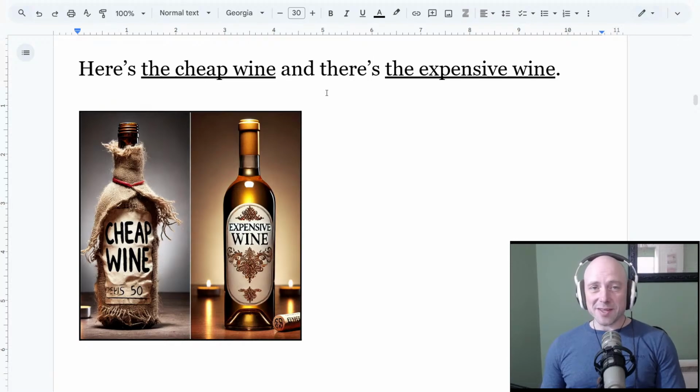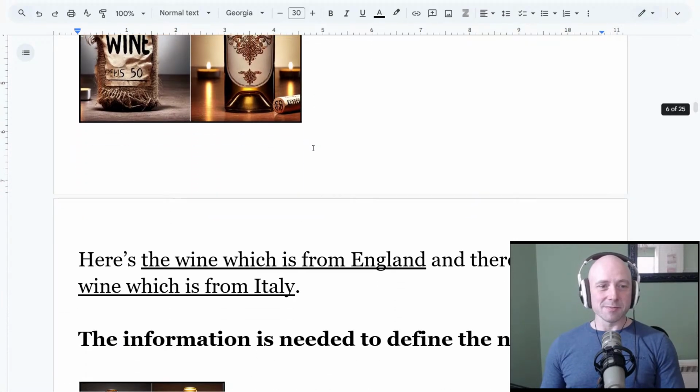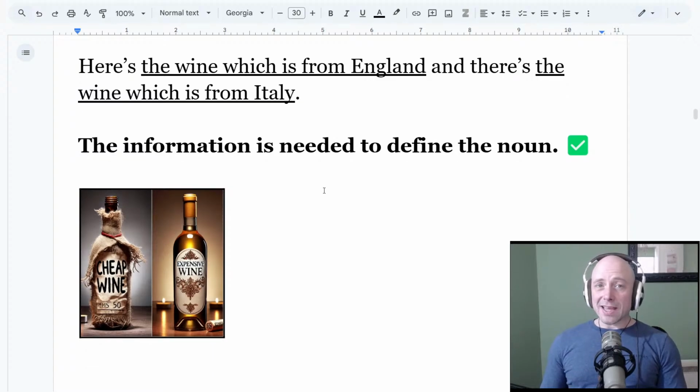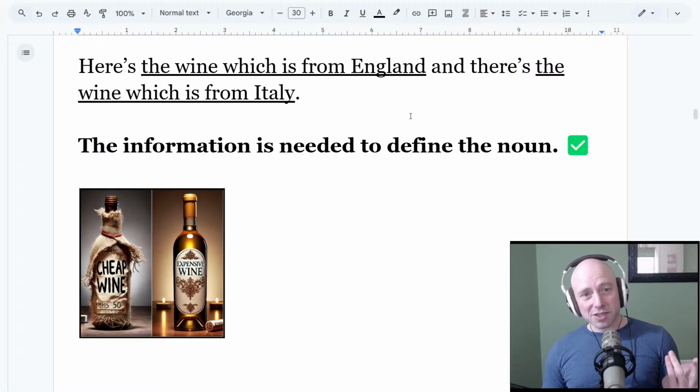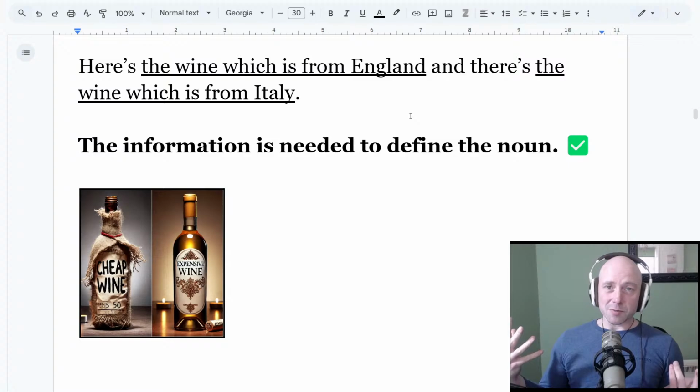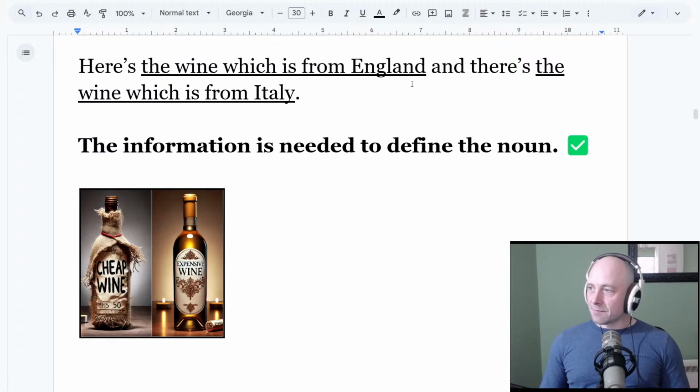Now, are you ready for this? This is where it gets complicated. Another way to say something like that is like this. Here's the wine which is from England, and there's the wine which is from Italy. This could mean the same thing as here's the cheap wine, and there's the expensive wine. But now we're saying here's the wine which is from England, and there's the wine which is from Italy. This is one type of relative clause.